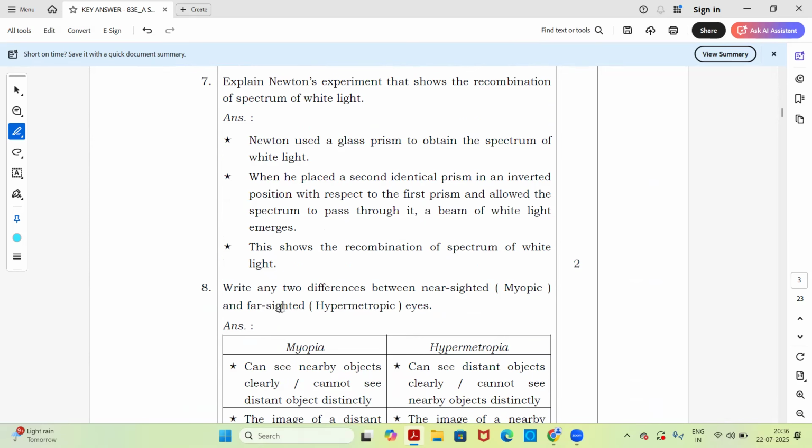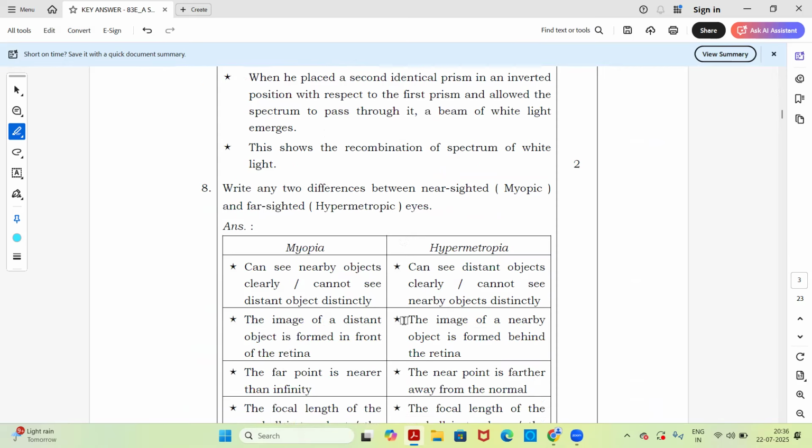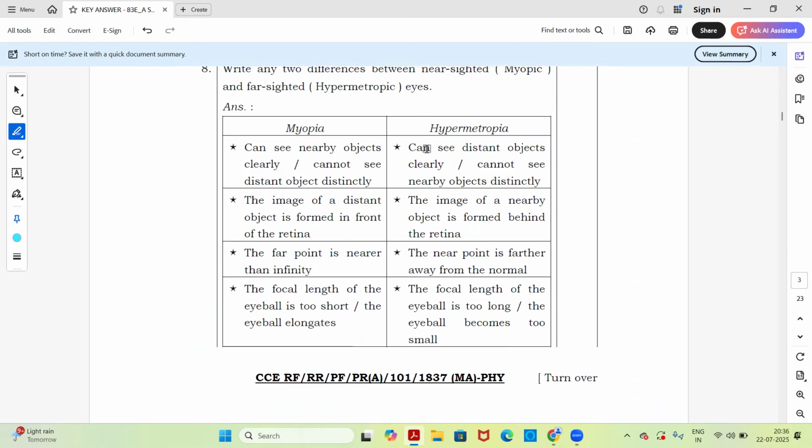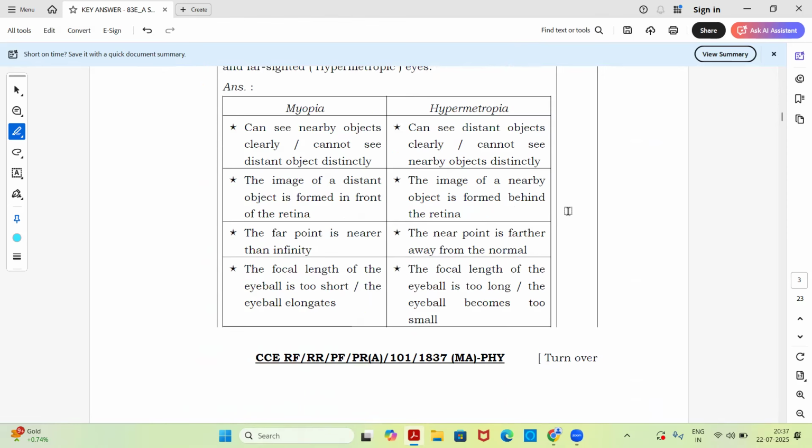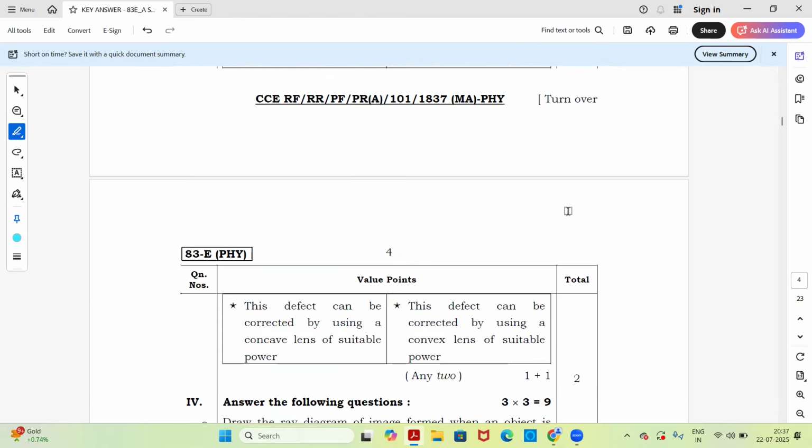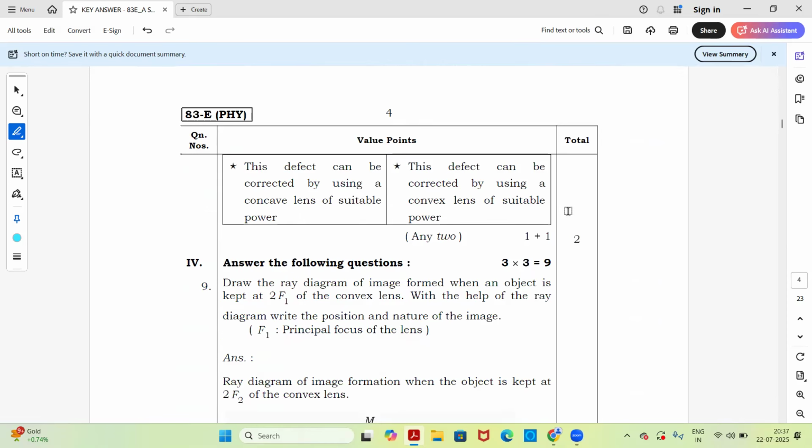Next question is: write any two differences between nearsighted, that is myopic, and farsighted, that is hypermetropic eyes. So you have to write the differences. You need to make a table like this, myopia and hypermetropia, and write the differences of both. Because if it's a difference question, you need to write in a tabular form like this, and you have to write each of the points in the table. Okay, you can again stop the video and look for the points. It's continued here. Any 2 points can be written because it's a 2 marker.